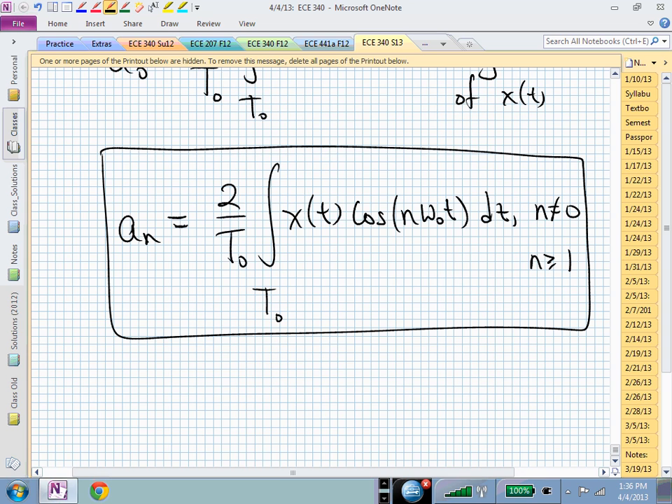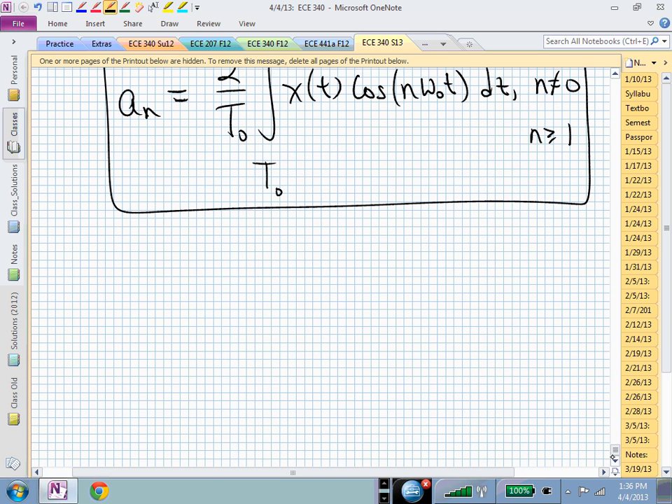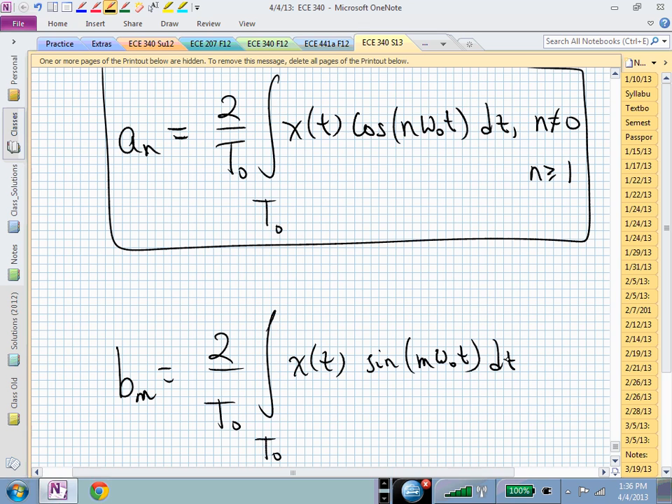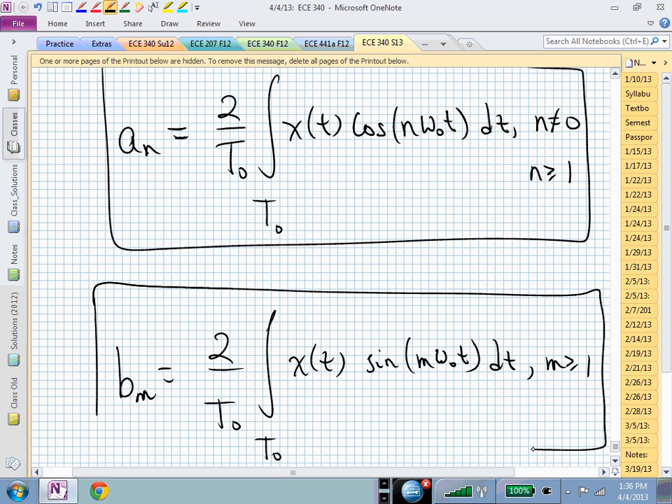Similarly, we could find the b's. The b sub m's are 2 over T naught integral over T naught x of t sine of m omega naught t dt. If I now ask you to find the trigonometric Fourier series, is it clear how to do it? Let's try to work an example, or at least get started.